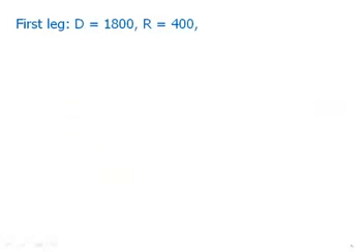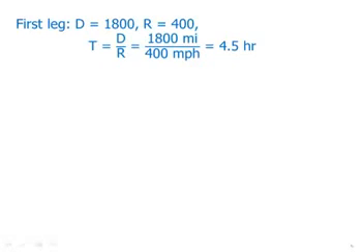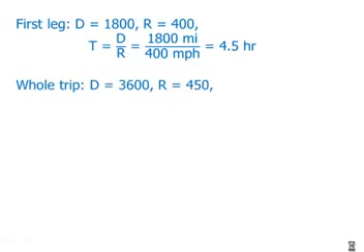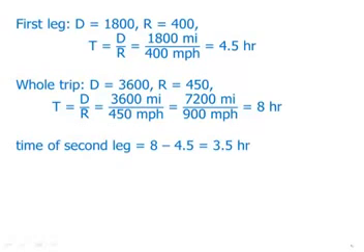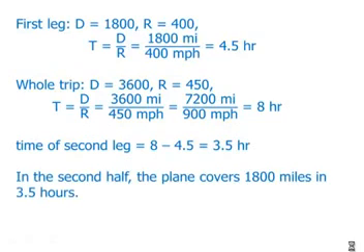So let's go about this. In the first leg, we know the distance, we know the rate, we can figure out the time. For the whole trip, we know the distance and the rate; we divide, multiply top and bottom by 2, cancel, and we know the time. That allows us to figure out the time of the second leg. We subtract, and that has to be 3.5 hours. So the speed in that second leg has to be the distance of 1,800 miles, divided by 3.5 hours.